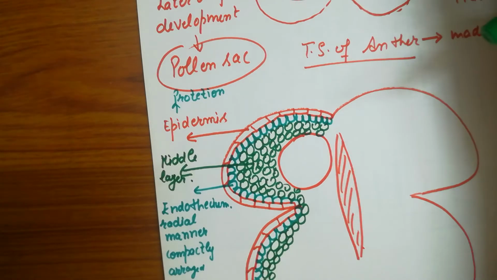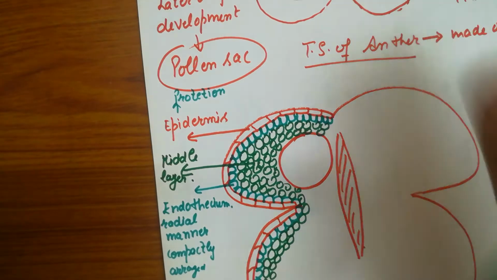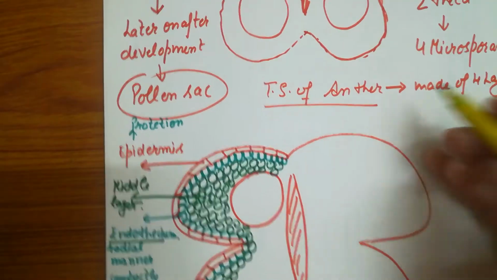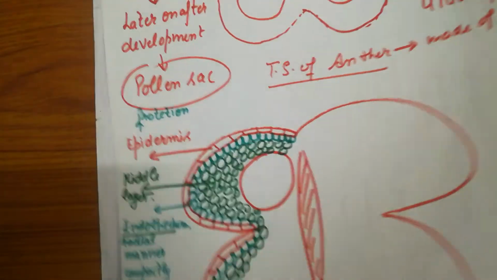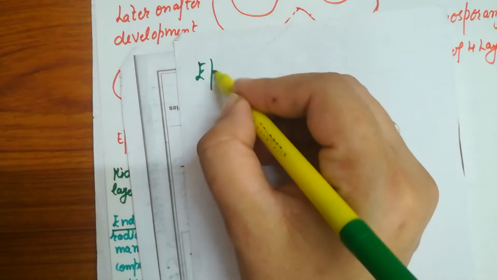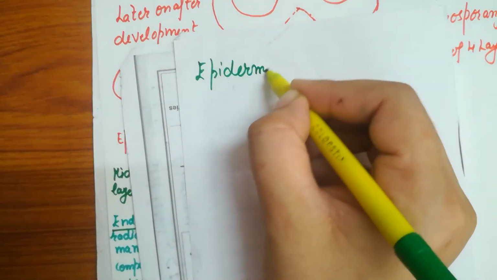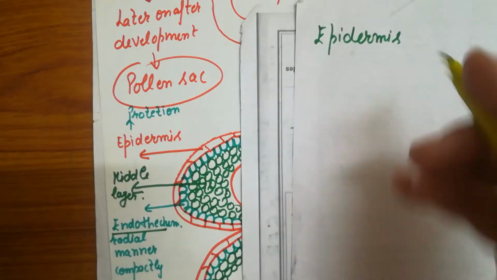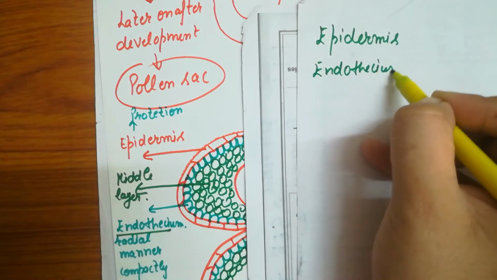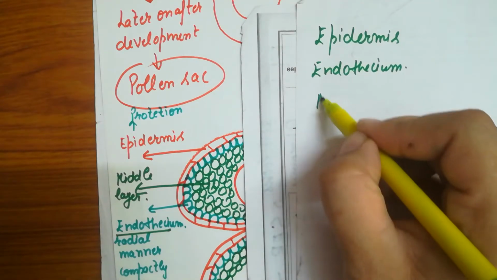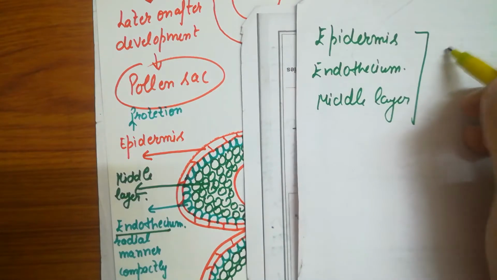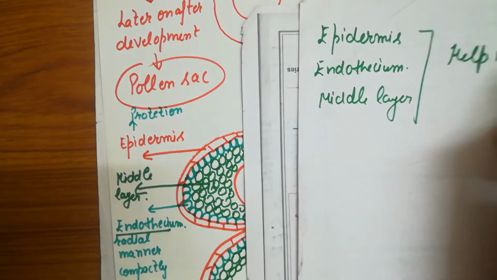Now these three layers, the epidermis, the endothecium and the middle layer, help in dehiscence. You need to understand that we have three layers: the epidermis, then the endothecium we have drawn, and third the middle layer. These three layers help in dehiscence.